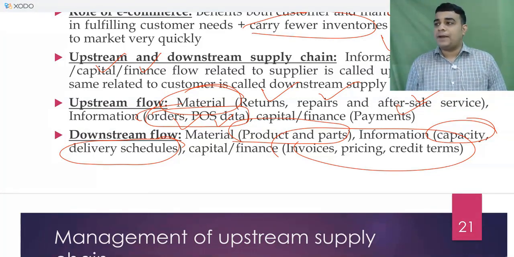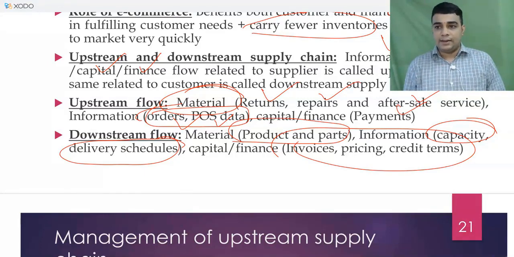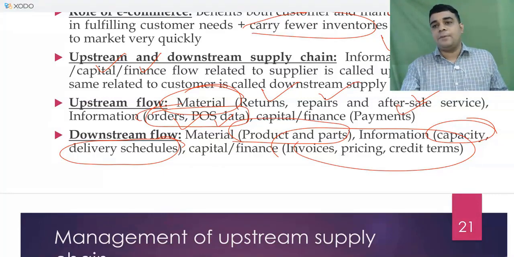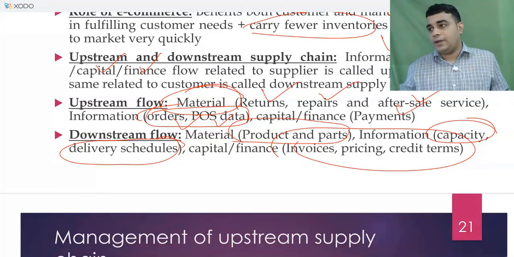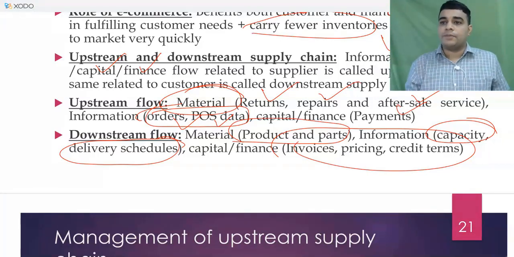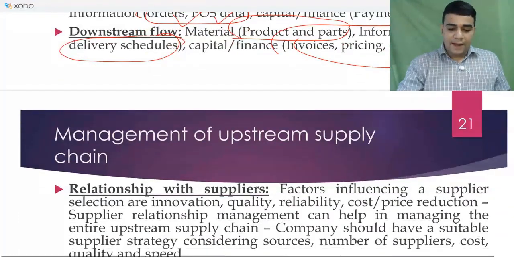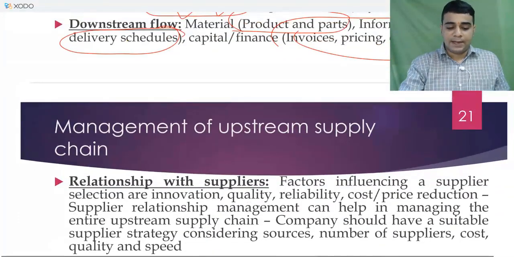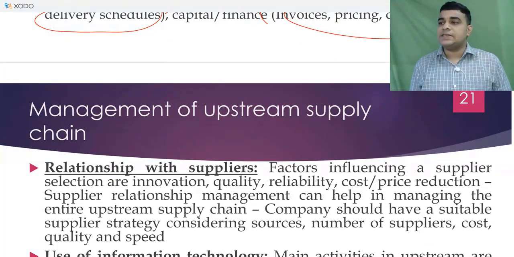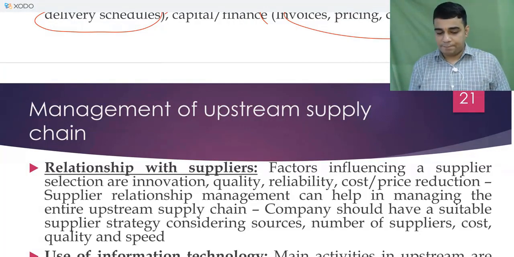What SRM can finally help you in doing is a vendor rating internally. You can rate your supplier based on this past information. That can help you finally decide whether you want to continue dealing with that supplier, or you may even start moving out from the supplier. Factors influencing supplier selection: innovation, quality, reliability, cost, price reduction. These are the things I want from a supplier.